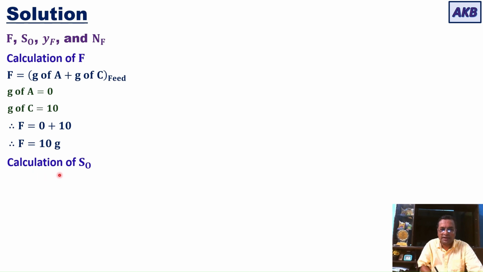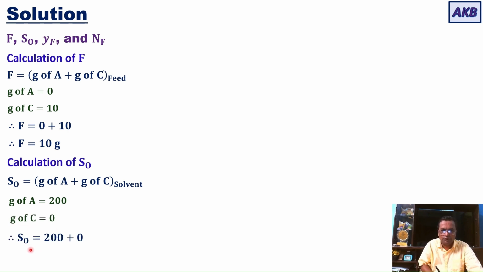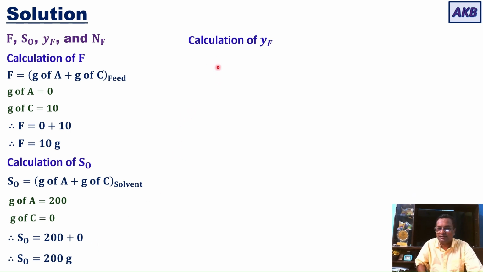Now let us calculate S naught. S naught is gram of A plus gram of C in the solvent phase. And gram of A in the solvent phase is 200 and there is no C in it, so gram of C is 0. Therefore, S naught will be equal to 200 plus 0, that is S naught is equal to 200 gram.